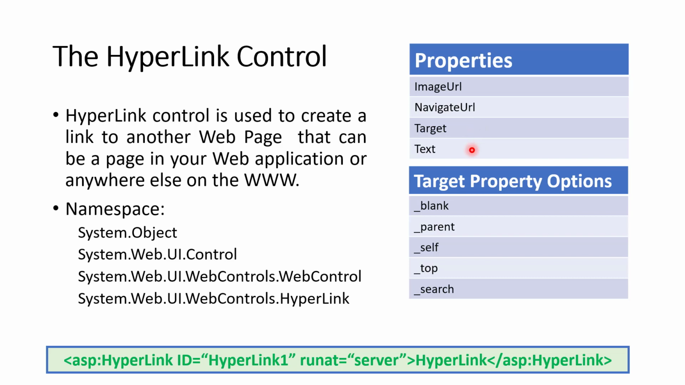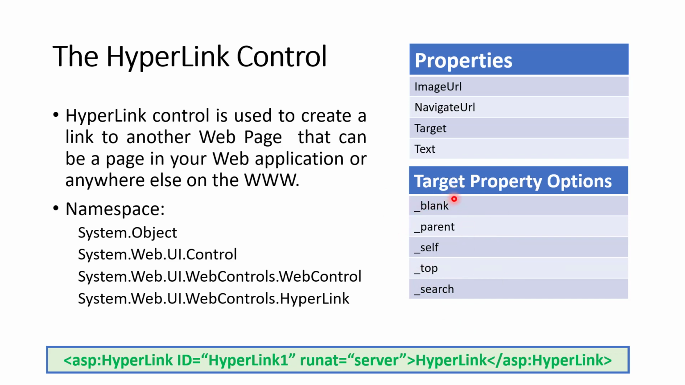And last one is Text. It is used to obtain the text caption for the hyperlink control. Now we'll see the property options of the Target property. It means what will be the probable values of this Target property. So there will be a total of 5 probable values of the Target property.